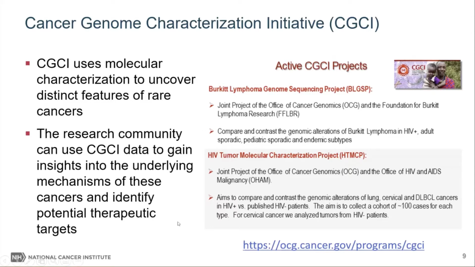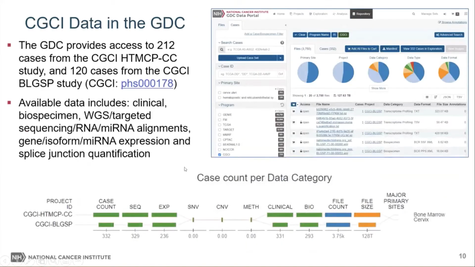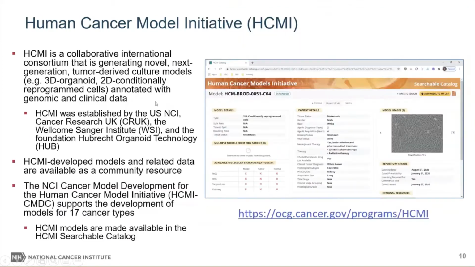So that's the CGCI program. In the GDC, we have, like I said, the cases from cervical cancer, about 212 cases, and from Burkitt's lymphoma, we have about 120 cases. You can see the different types of data that we have in this graph below. And for the most part, we have the alignments and the expression and the splice junction quantification.